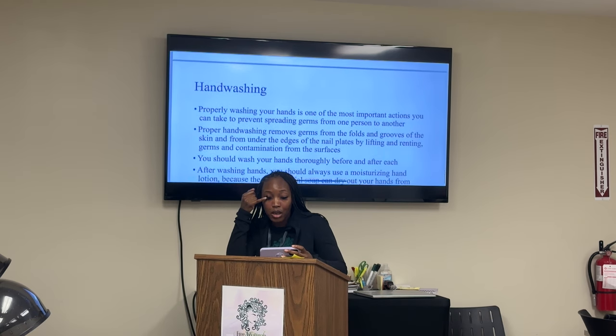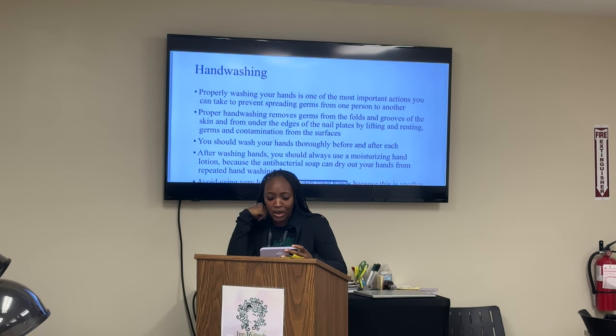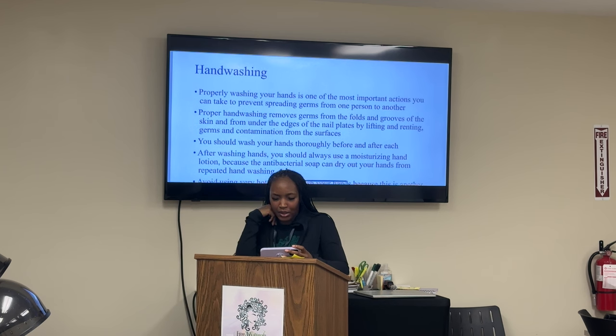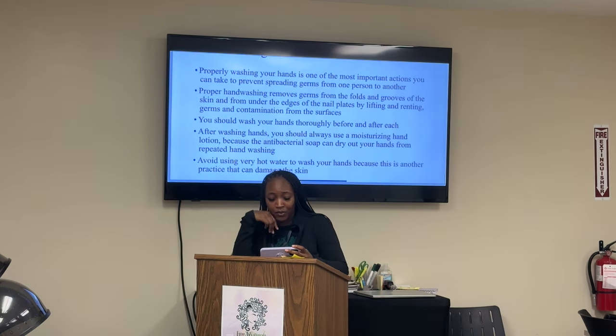Hand washing. Properly washing your hands is one of the most important actions you can take to prevent spreading germs from one person to another. Proper hand washing removes germs from the folds and grooves of the skin and from under the edges of the nail plates by lifting and rinsing germs and contamination from the surface. You should wash your hands thoroughly before and after each use.